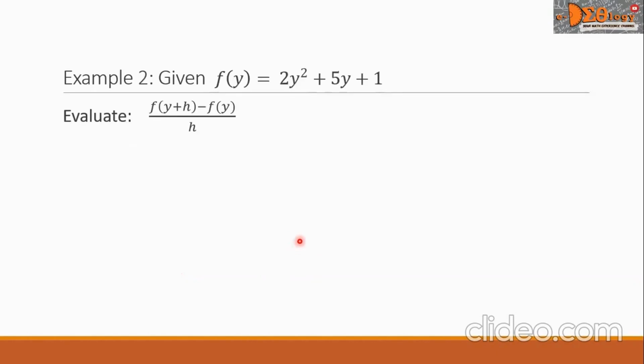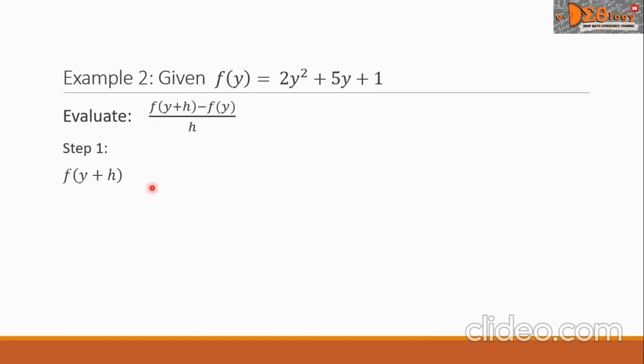Given the function f of y equals 2y squared plus 5y plus 1. Evaluate this fraction whose numerator is f of y plus h minus the function f of y all over h. Let's begin with step 1. Let us simplify this function f of y plus h.